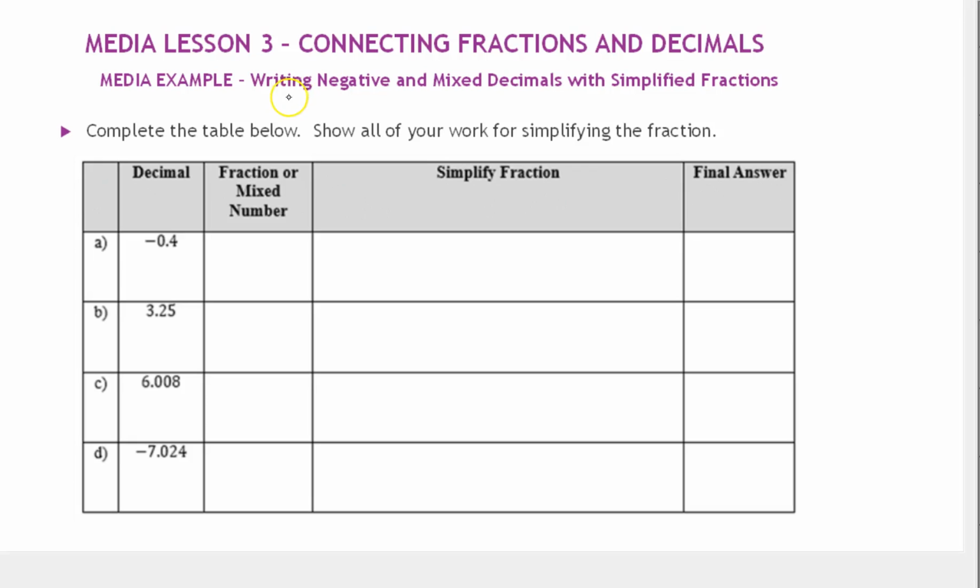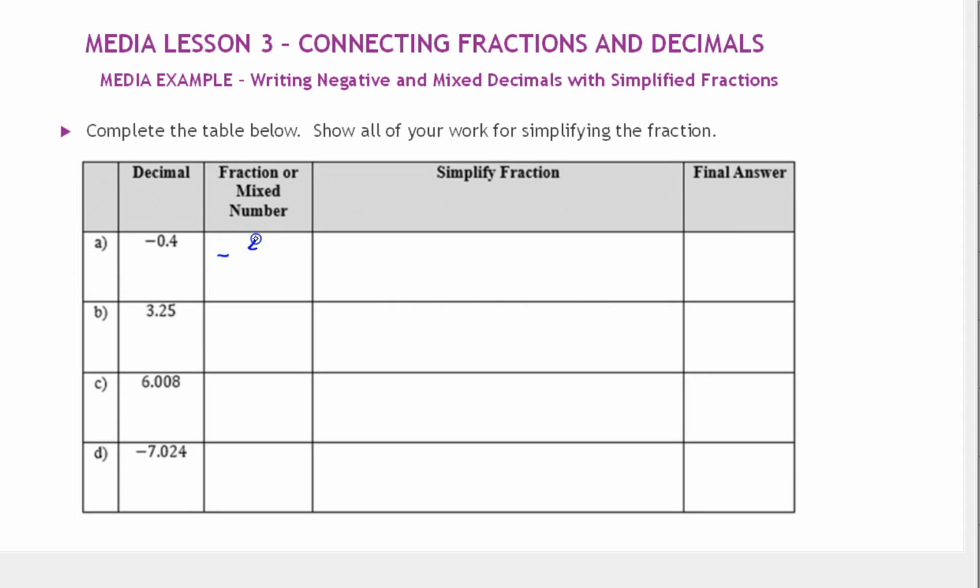In this example, we're going to write negative and mixed decimals with simplified fractions. Complete the table below and show all of your work for simplifying the fraction. So these really aren't much different than the problems we've done thus far, but they may seem different because they have negatives and they have whole number parts. So we just want to look at a few examples so we can extend our knowledge of what we learned in the last part. So, negative 4/10.